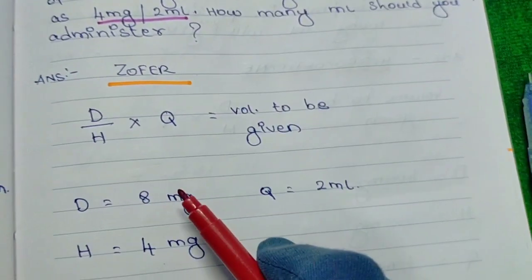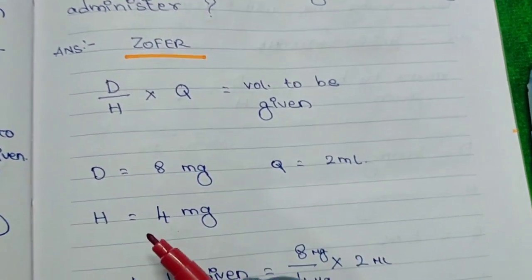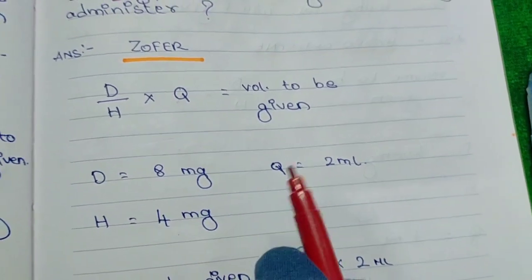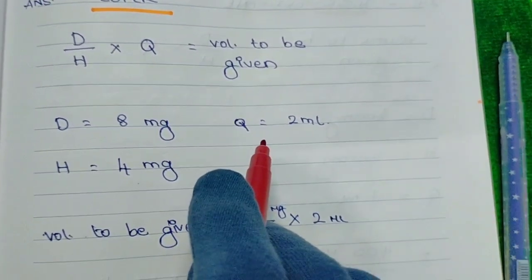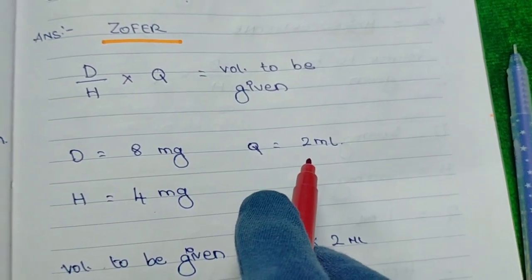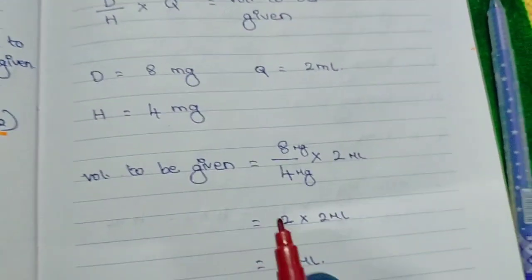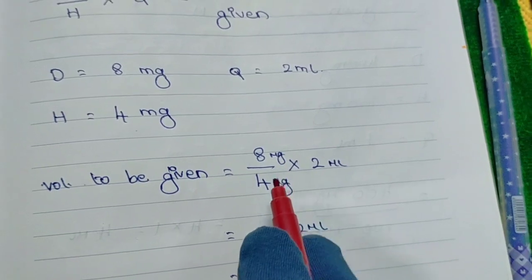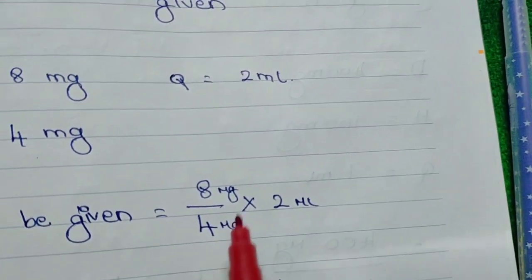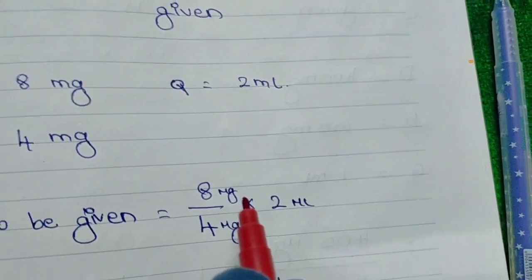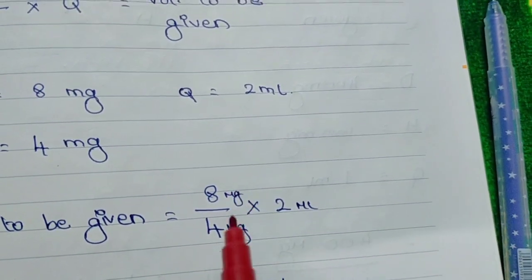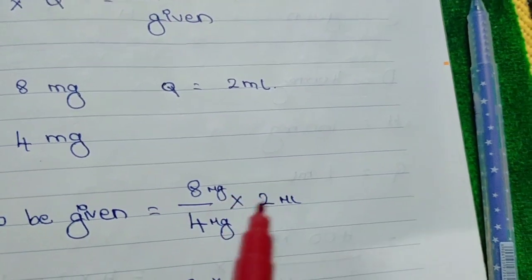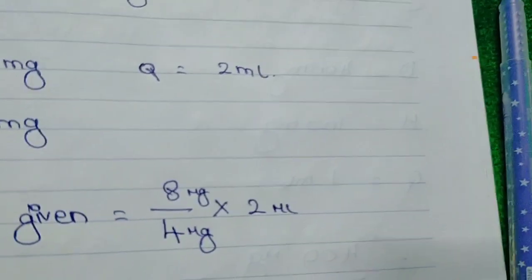So how much is the desired dose? 8 mg. How much is the stock dose? 4 mg. And what is the volume, I mean the quantity of the drug or the stock volume? 2 ml. Okay, so when we put all that in the formula, 8 mg by 4 mg. See here please, both the units are the same. Required dose and stock dose, both units are the same, so it is easy to calculate. If they are different, then you have to convert first. Metric conversion you have to follow.